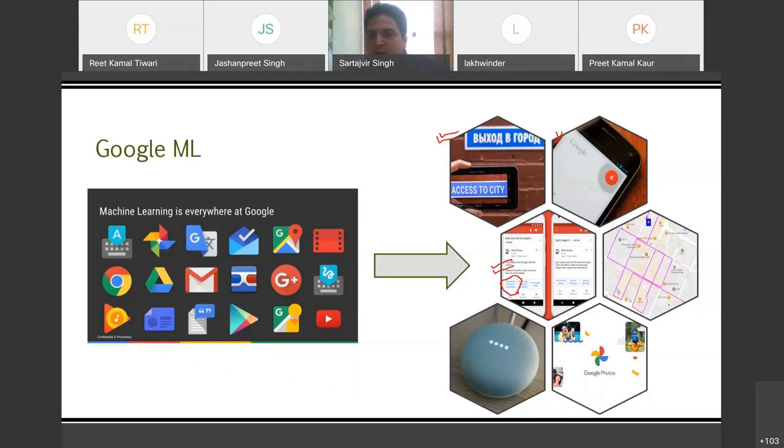Another one is GPS, which also uses ML to find the shortest route that is less crowded. And we are all aware of Google Mini, which receives voice commands and makes your home automation. There is one more app here, Google Photos, and if you have used it, it is a very powerful tool. You can check it out. It basically recognizes faces and makes videos and pictures.